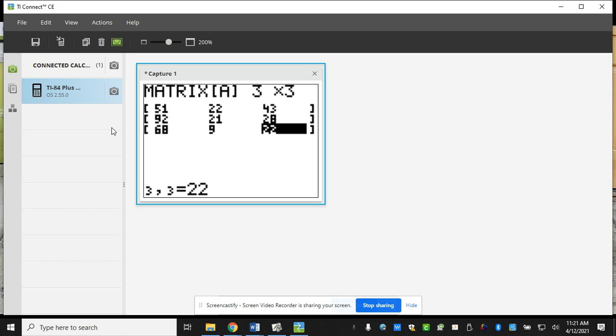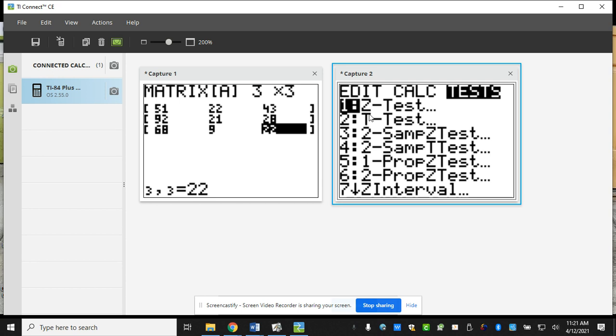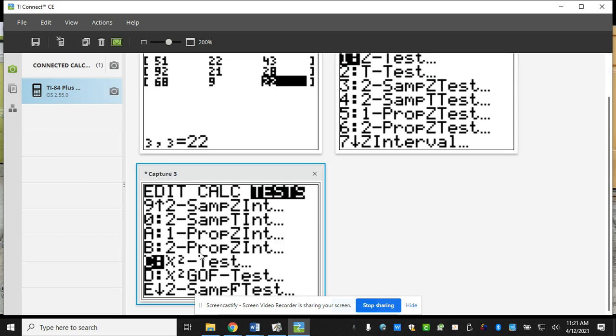Stat, tests. Back here to where we've been for the last couple months. Keep going down. There are two options that look like they could be where we are right now. One of them says chi-square test, and one of them says chi-square GOF test. Do you have any idea what GOF is right now? Then it's probably not that one. So we are at C. And click enter.